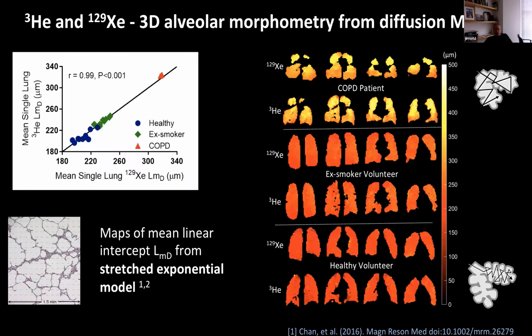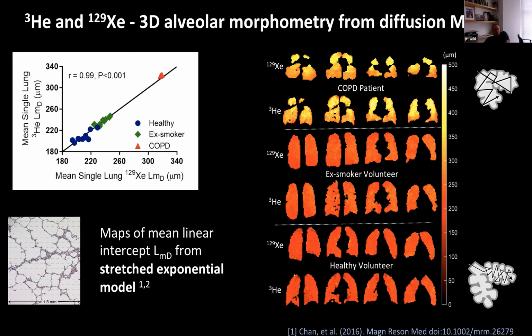These are images comparing maps of the... Basically what we're doing here is we're measuring multiple diffusion weightings with different gradient strengths, and from that we compute, using stretched exponential models, a kind of model of the distribution of the airway sizes and also the mean size of the airways.